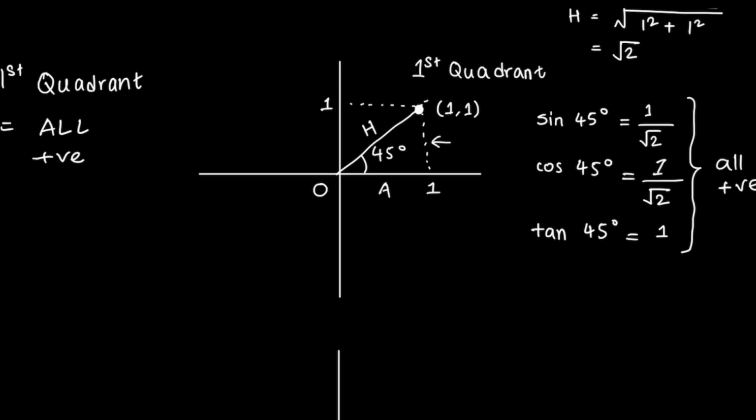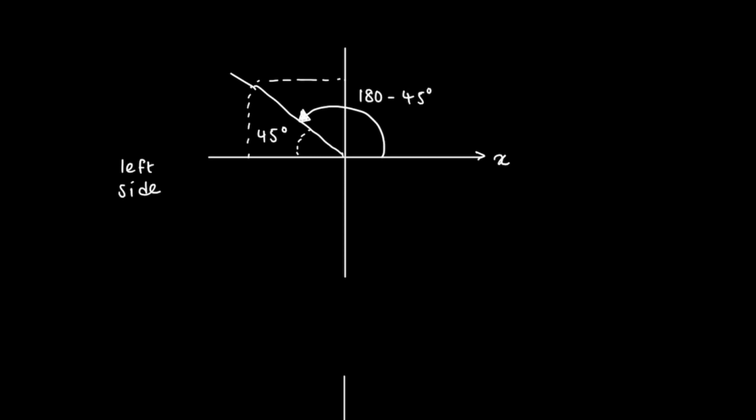Moving on to the second quadrant, we draw another line, and this one is 45 degrees from the left side, or from the negative x-axis. But we always count angles from the positive x-axis. So this is going to be 180 minus 45 degrees from the positive x-axis. Because this is 45 degrees from the negative x-axis, once again we're going to have coordinates of minus 1 and 1.